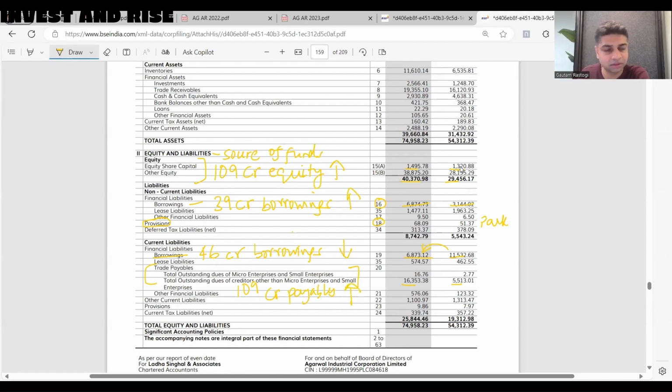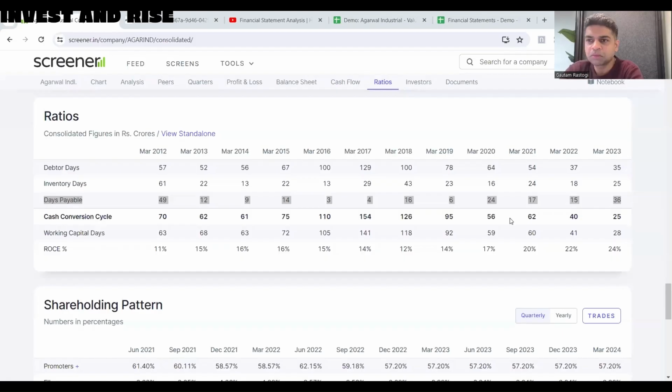What it means is the company is withholding payments to the suppliers. That's what it means, and it's a huge amount. So immediately when you come across something like this, you should also look at the days of payables outstanding. You can calculate it, but if you have it handy, let's look at it.